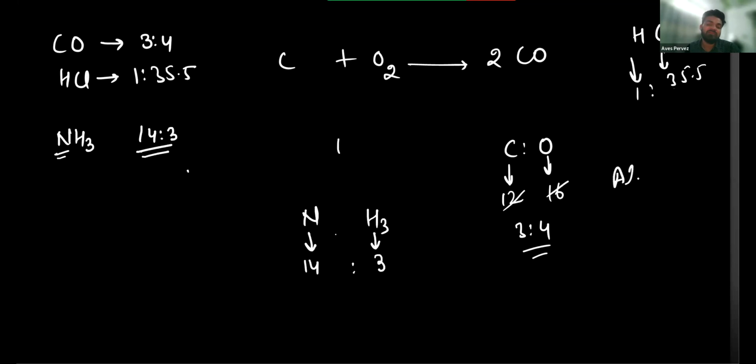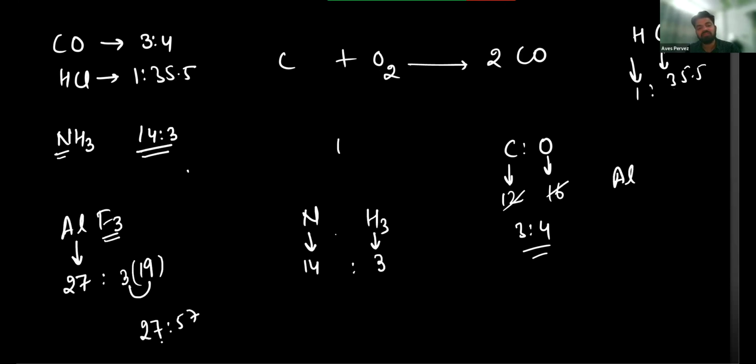Next is aluminium fluoride. Fluorine is going to have mass. What is the mass of fluorine? 19. Okay, so we have aluminium fluoride, AlF3. Aluminium has mass 27. And since 19 is the mass of one fluorine atom, we multiply it by 3. You will get 57. Okay. 27:57 is the ratio for this one.